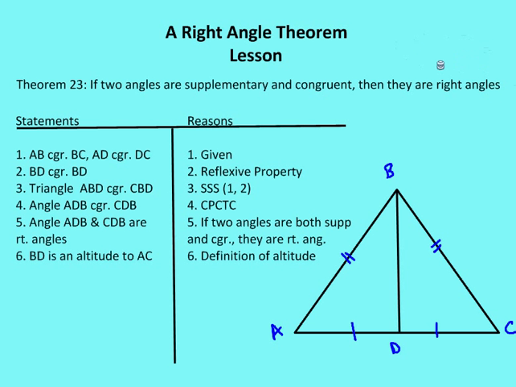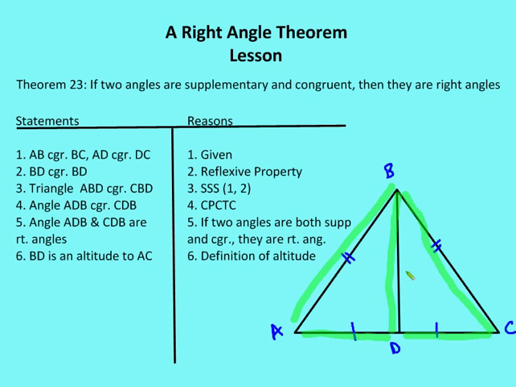And in this case, I have what's given in the diagram. I have AB congruent to CB, and AD congruent to DC. Well, I also know that BD is congruent to itself. So now I have two triangles, ABD and CBD, that are congruent by side, side, side.